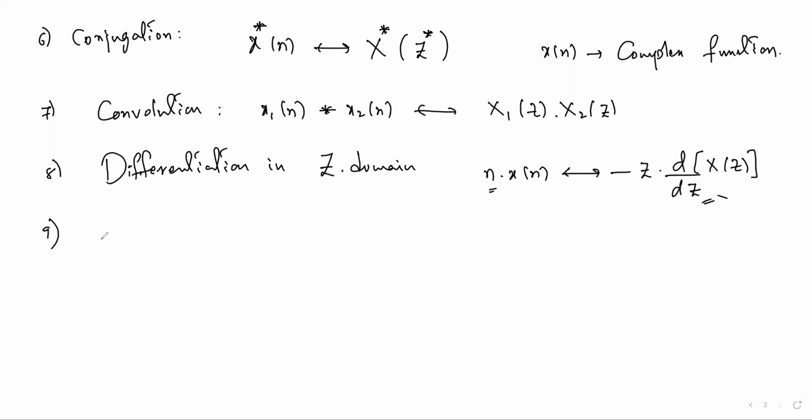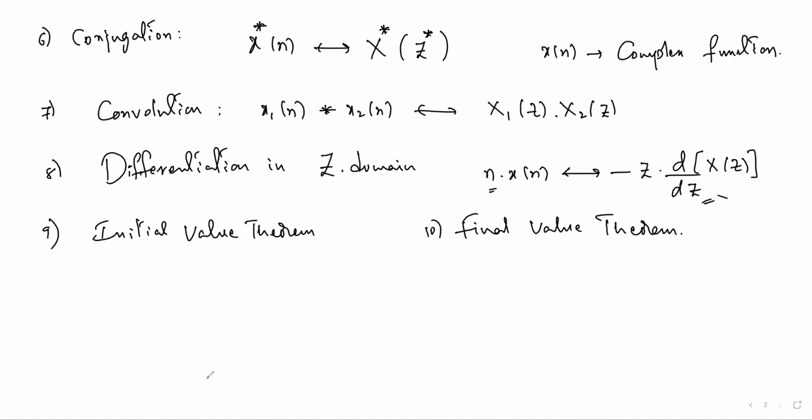Next, initial value theorem. Initial value theorem and final value theorem, most important for us. Those are not existing in Fourier transforms. Already we discussed Fourier transforms. These two properties don't exist in Fourier transforms. And here one thing is, these two properties are applied only for right-sided signals.